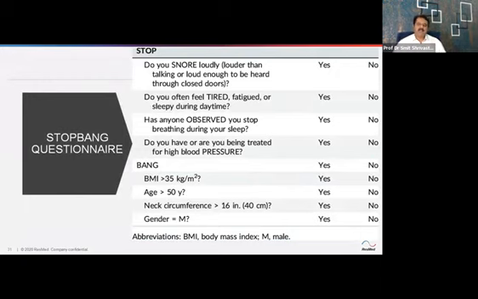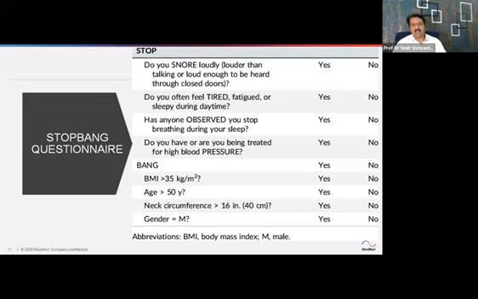STOP is for: Do you snore loudly? Do you often feel tired? Has anyone observed you stop breathing during sleep? And finally, are you being treated for high blood pressure? The BANG is whether the BMI is more than 35, age is more than 50, the neck circumference is more than 40, and the gender is male.